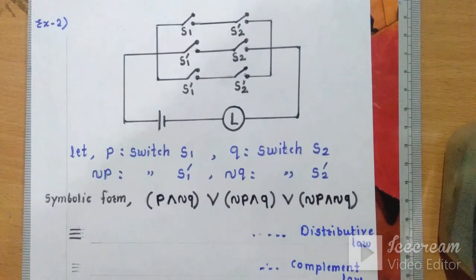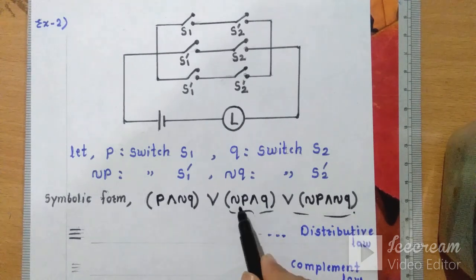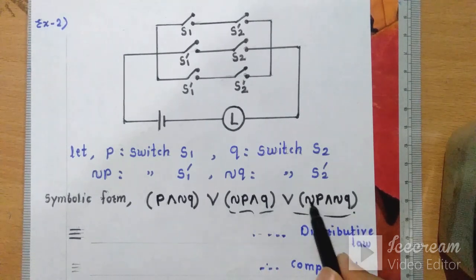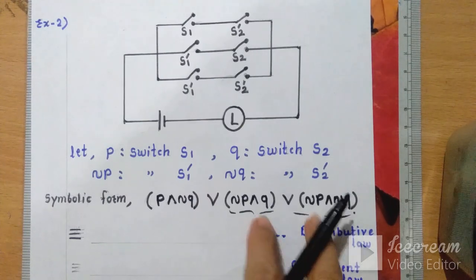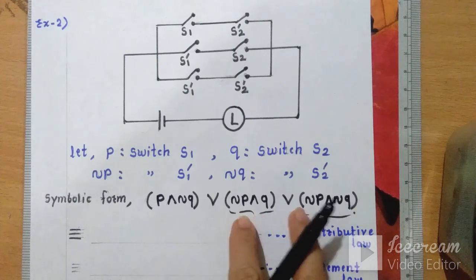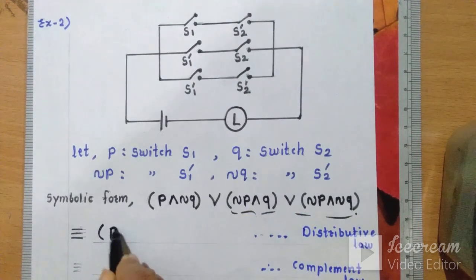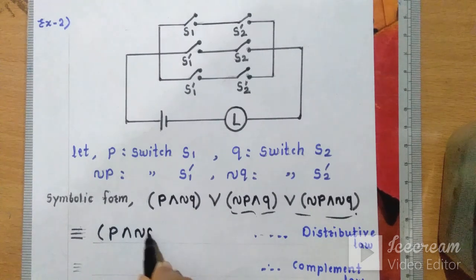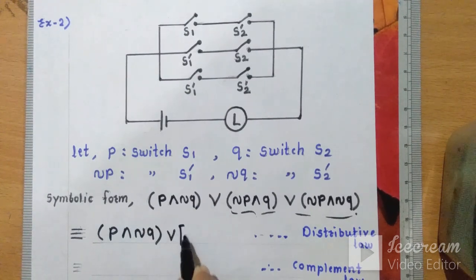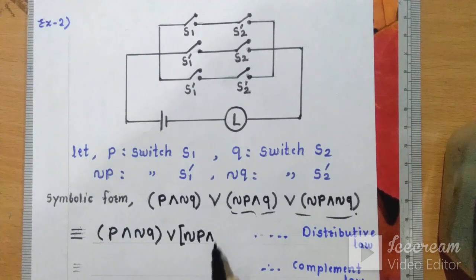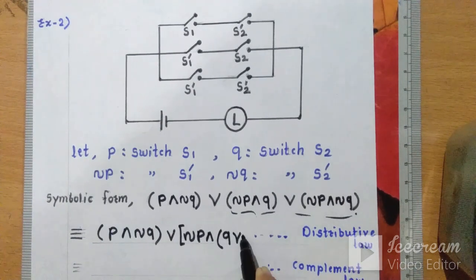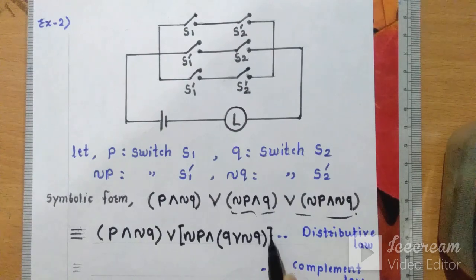This is the symbolic form. Now observe these two brackets. Here negation P conjunction, here also negation P conjunction. So we will consider these two brackets together and we will take common this. Write down first part as it is. P conjunction negation Q, disjunction negation P conjunction, this is common, and Q disjunction, and here negation Q.